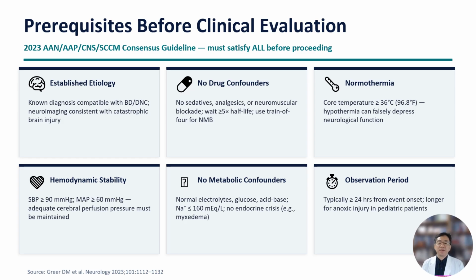And six, an adequate observation period, typically at least 24 hours from the event onset. For anoxic injuries in pediatric patients, that observation window is even longer. Think of the prerequisites as your safety net. If you skip them and make the wrong call, the consequences are catastrophic.